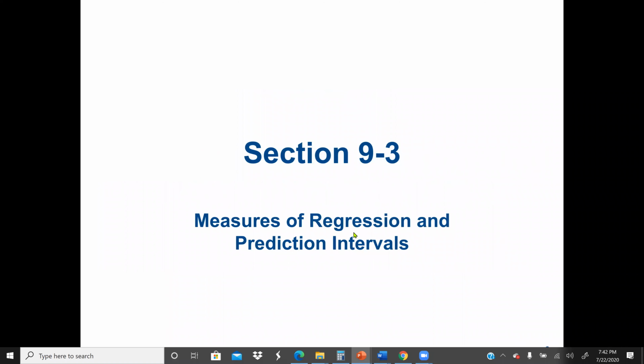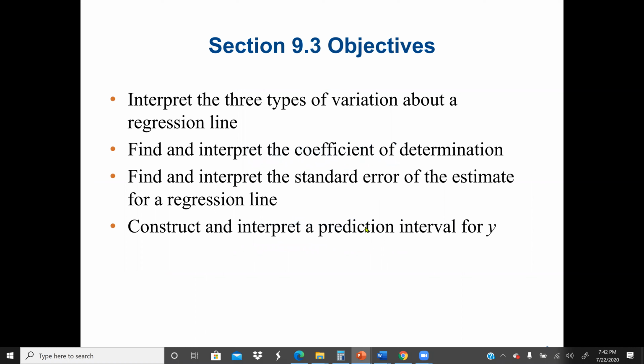Our goal here is calculating the residuals and also finding the possible best fit regression line. So our main objective is to interpret the three types of variation about a regression line, which is the concept of residual, the errors. Also find and interpret the coefficient of determination. Also, we are going to find and interpret the standard error of the estimate for regression line, and also construct and interpret the prediction interval for Y.